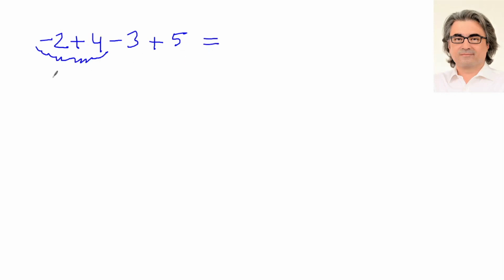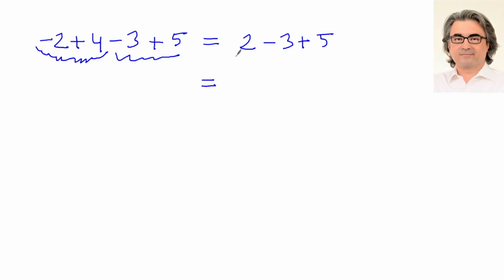As you see, they have opposite signs. Minus 2 plus 4. So I should find the difference between them. The difference between 2 and 4 is 2. And the sign of 2 is the sign of the greater one. The sign of the greater one, 4, is plus, sorry. So it's plus 2. Then I should write these two numbers again. Minus 3 plus 5.